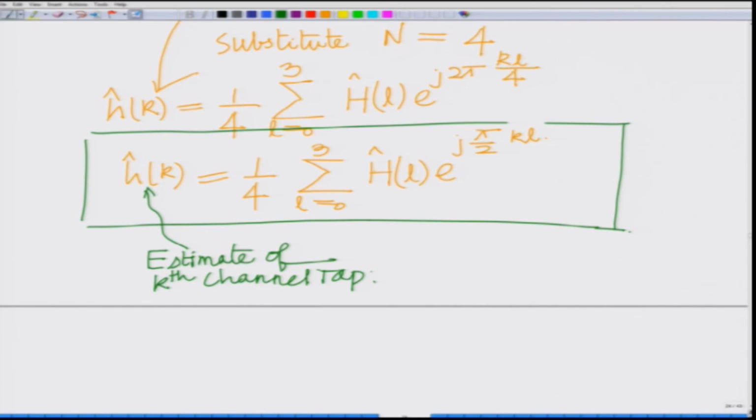This is the expression for the estimate of the kth channel tap, which is given by the IFFT of the estimates of the subcarrier coefficients, that is, estimates of the channel coefficients of the various subcarriers, and the size of the IFFT, or the IDFT, is n equal to 4 point.